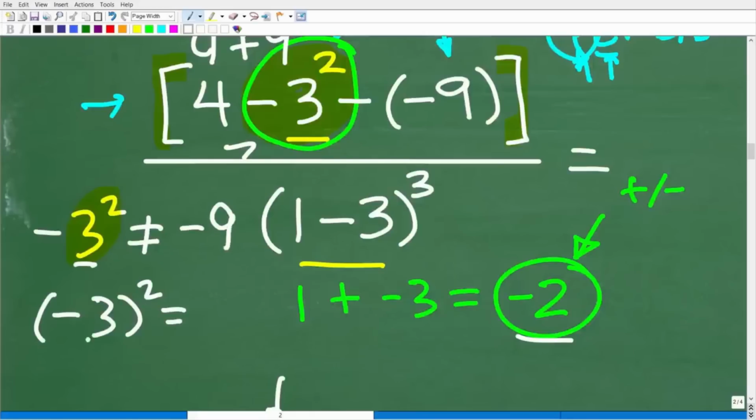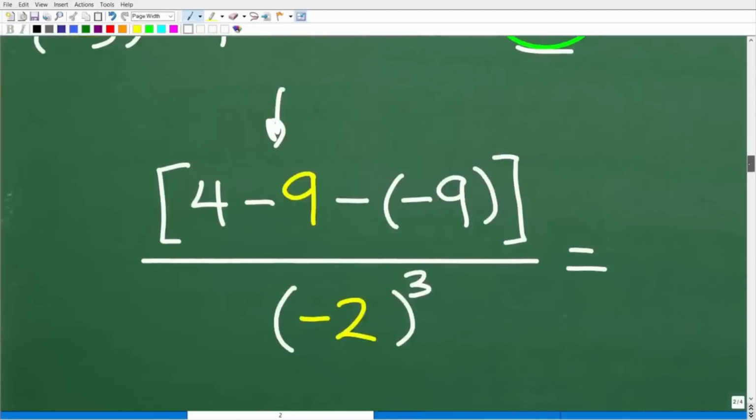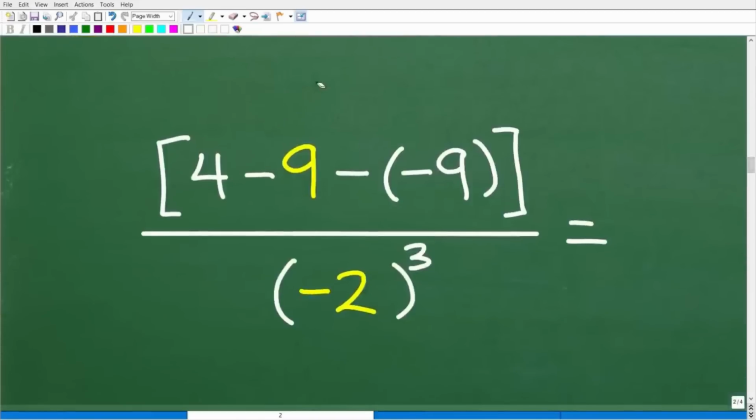Negative 3 squared means take negative 3 and multiply it by itself. A negative times a negative is a positive. That's positive 9. Very, very common error. So here, again, this is going to be 4 minus 3 squared, which is a positive 9. Okay, so here we go. That is the result of doing that step.